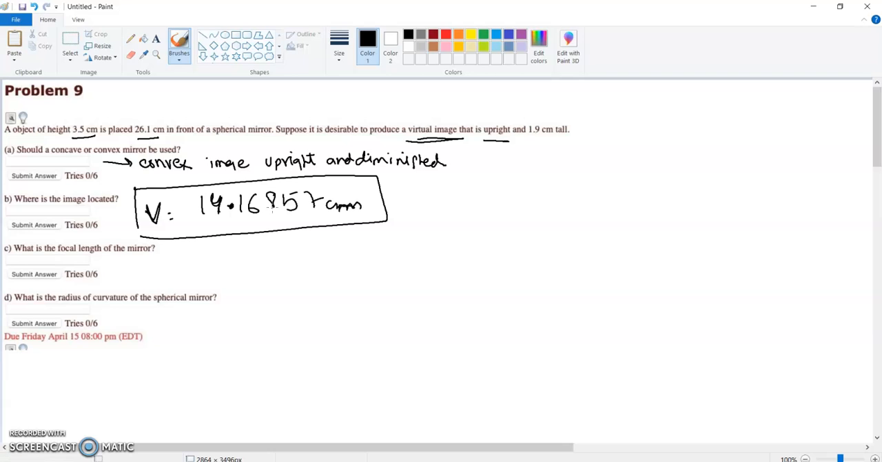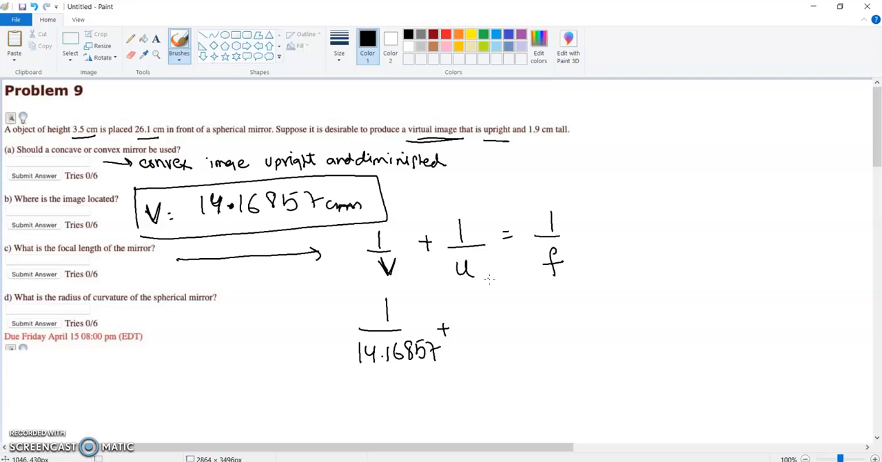Part C, what is the focal length of the mirror, right? For focal length, you now know the image distance and the object distance. So focal length is very straightforward with the same formula that we know: 1 over the image distance plus 1 over the object distance should be equal to 1 over the focal length. For image distance, we have the answer from the previous part, 14.16857, plus the object distance, which is negative 26.1, and that equals 1 over f. So I'm going to solve this equation to find the value of the focal length.